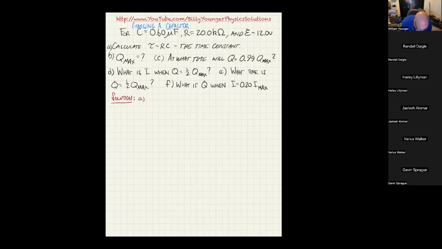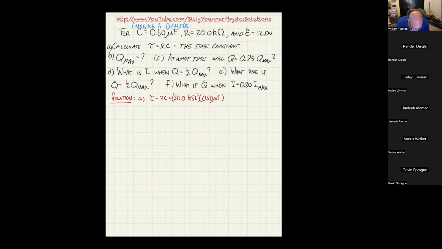Okay, so part A, they want to know tau equals RC. Well, that's 20.0 kiloohms. In electricity, specifically electric circuits, a lot of time we don't convert back and forth between kilos and millis and megas and micros and all that good stuff. We just treat them as is, and I'll show you what that means in this particular case. I'm going to say 0.60 microfarads. Now, a micro is like 1/1,000,000th, and a kilo is 1,000. So if you take 1,000 divided by 1,000,000, you get 1/1000th, which is a milli. So that's a millisecond that's going to pop out of here.